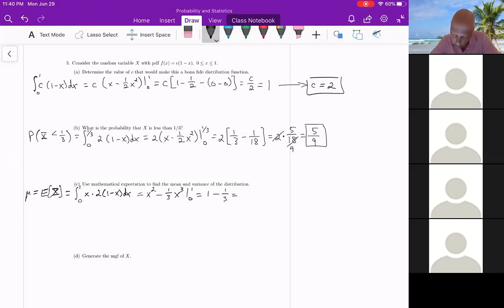Let me just make sure I didn't lose it. Oh, I lost the 2. That should be a 2/3 x cubed. And so we have 1 minus 2/3, which is 1/3, which is what all of you were saying. So great.